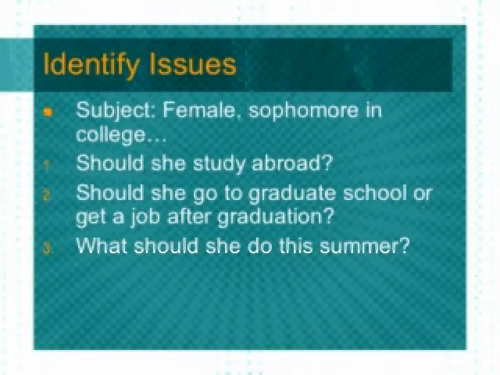This simplified example will demonstrate the process. This hypothetical scenario involves a female who is a sophomore in college. This student has 3 decisions that she will need to make in the near future. She will need to decide whether or not to study abroad during her junior year, whether she should continue her education by attending graduate school after graduating, or if she should get a job, and finally, she will need to decide what to do this summer.